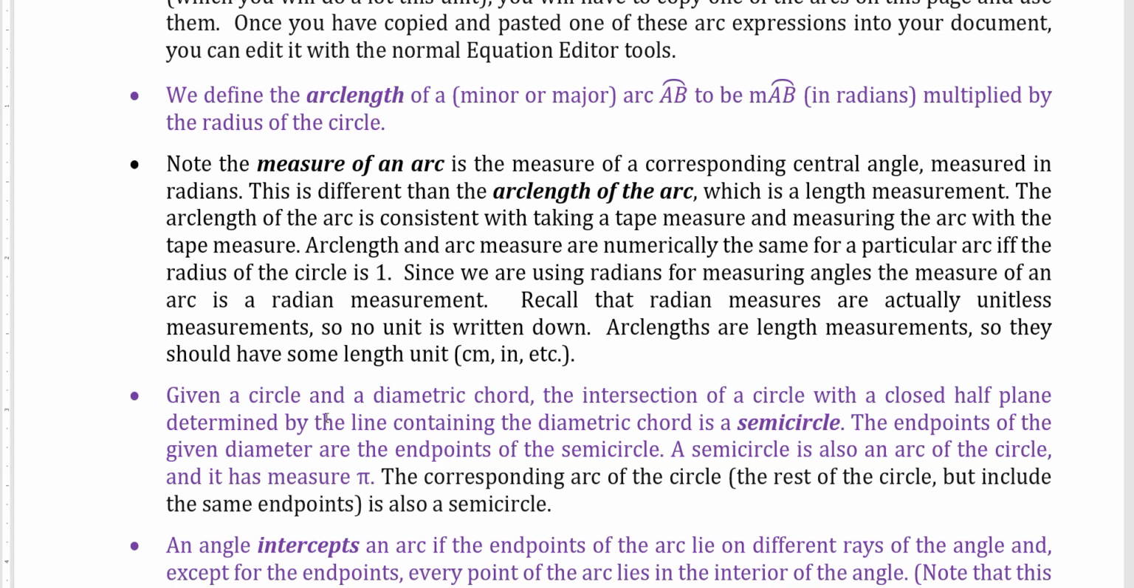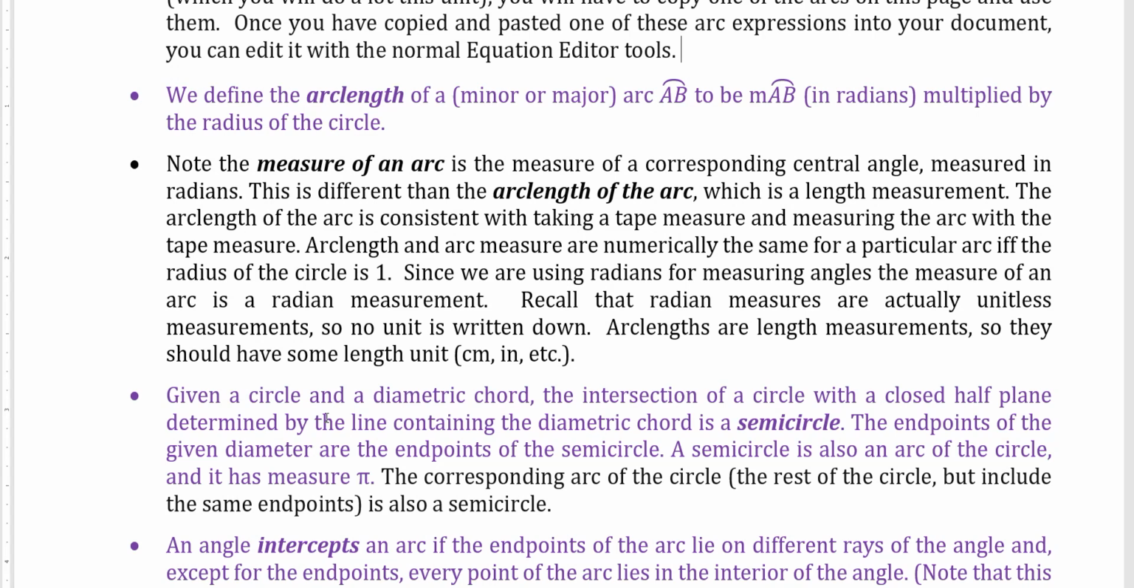Arc length and arc measure are numerically the same for a particular arc if and only if the radius of the circle is 1. Since we're using radians for measuring angles, the measure of an arc is a radian measurement. Recall that radian measures are actually unitless measurements, so no units written down. Arc lengths are length measurements, so they should have some length units, centimeters, inches, whatever. Typically, they won't have a unit in GeoGebra because they're just assuming it's the same unit as the grid in the background.